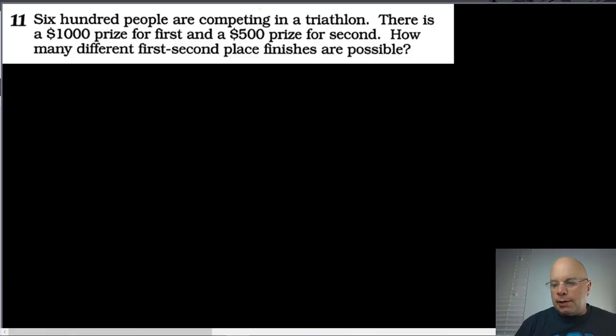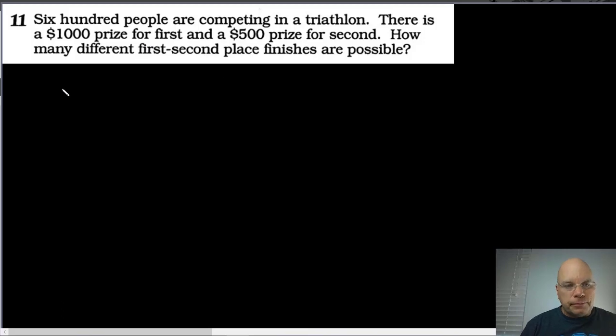Today we started working on some combinatorics, specifically permutations, ways of figuring out how many different... I don't want to say combinations because that's something different, but it's basically ways of counting possibilities. I'll give you an example. In number 11 it says 600 people are competing in a triathlon. There is a $1,000 prize for first and a $500 prize for second. How many different first, second place finishes are possible?